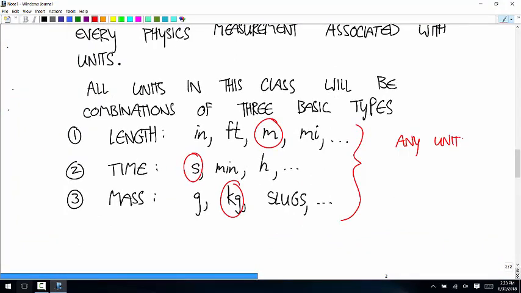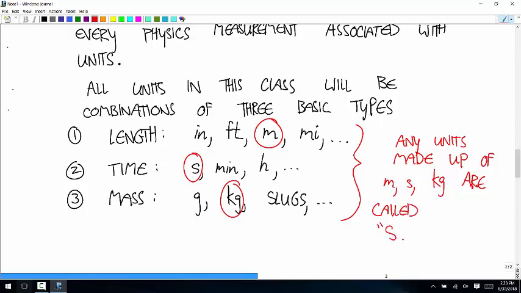Any units made up of meters, seconds, and kilograms are called SI units, Standard International. And those are the ones we're going to use by far the most in this class.